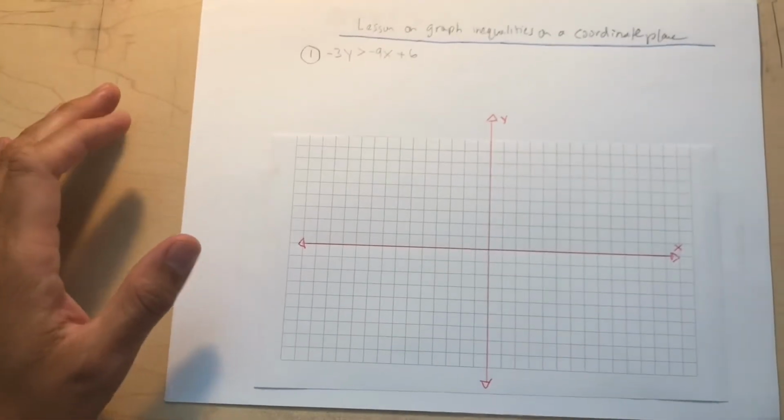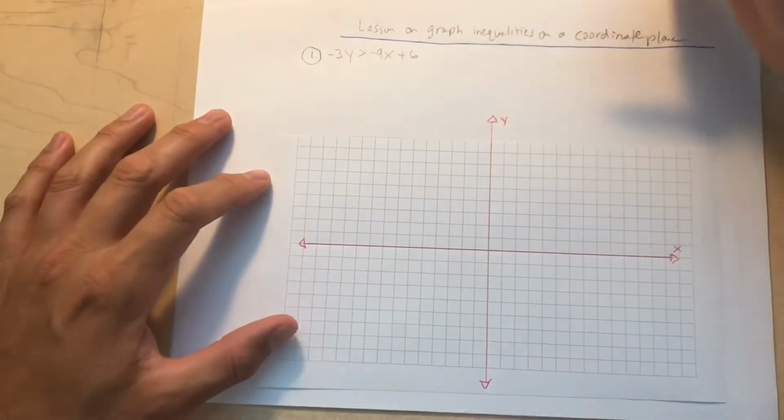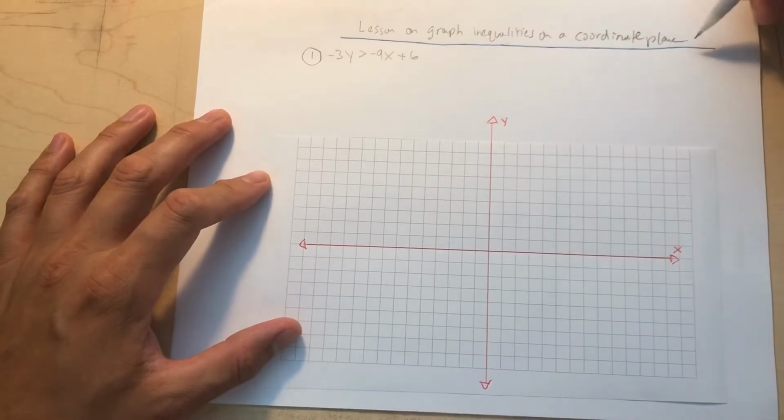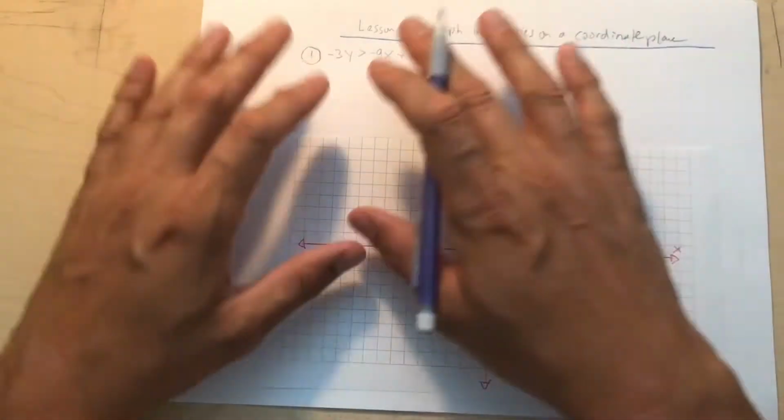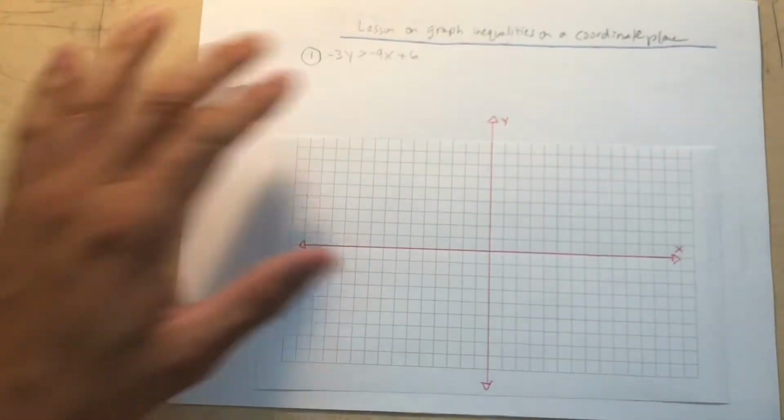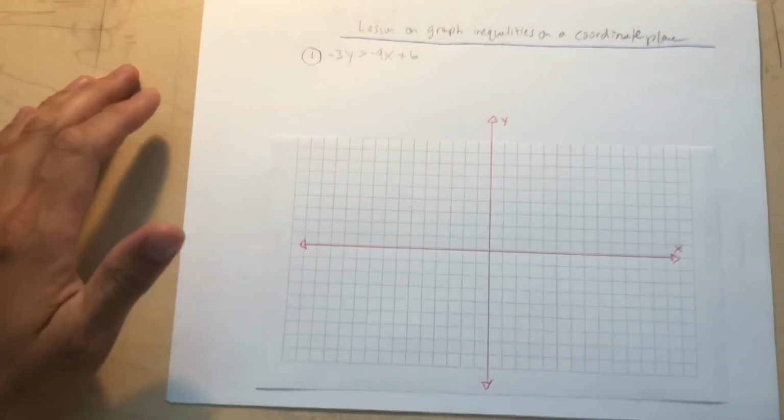Hello students, welcome to today's lesson on graph inequalities on a coordinate plane. The coordinate plane we're talking about is x and y. Alright, so you're going to see something like this. And when you see something like this, you want to graph it just like a linear equation.